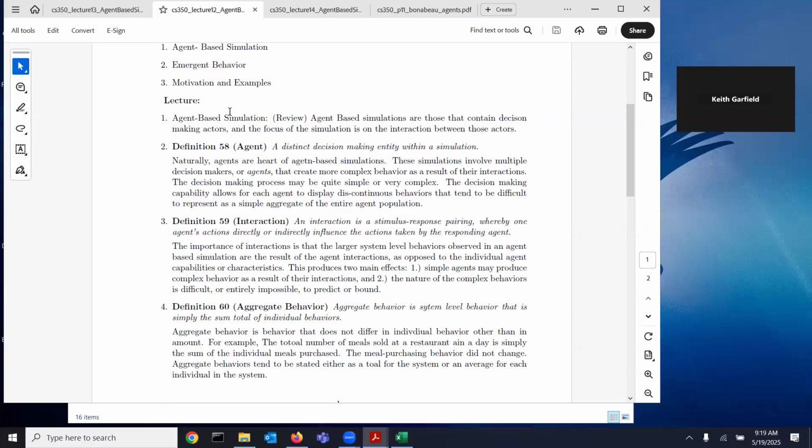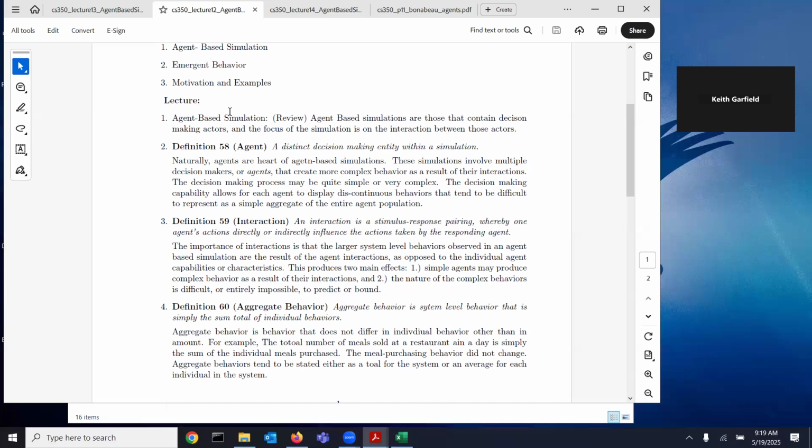So two main effects of this, right? Simple agents can produce complex behavior as a result of their interactions, and then the nature of the complex is difficult or really, really difficult to predict. And like I've said, you can find places where people publish, okay, here's how we're going to try to model a system of agents, and it's always this ungodly, horrific matrix of junk, right? It's just really difficult to pull off.